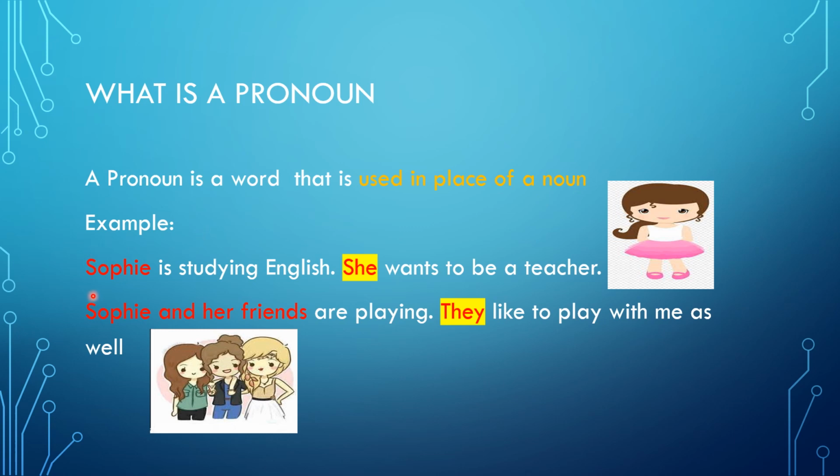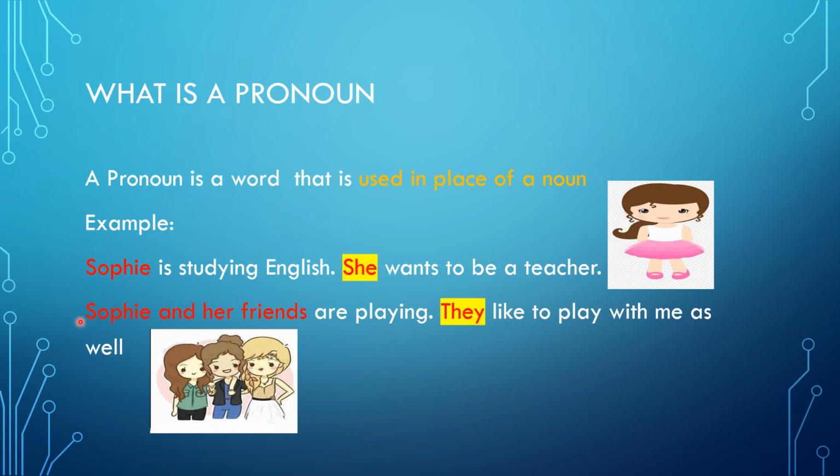Look at the following examples. Sophie is studying English. She wants to be a teacher. So she is highlighted. She is a pronoun used in place of the noun Sophie. I could have written the sentence Sophie is studying English. Sophie wants to be a teacher. So instead of repeating Sophie twice, I have written she. So she is a pronoun.